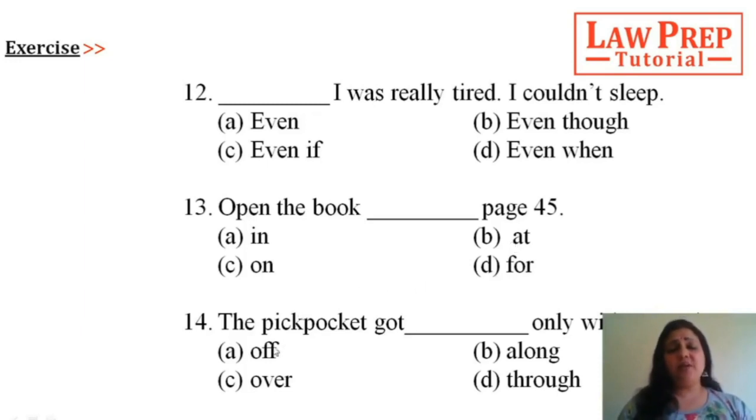Next question. The pickpocket got dash only with a warning. Now, the pickpocket is naturally a person who is stealing something, and this person should have been given a very strict punishment, but he got off. This is the use of a phrasal verb, and so got off means escaped. He got released. Very, very easy punishment was given to him, just a warning, and nothing much happened to him. So the answer, got off, that is escaped. Got over is overcome some kind of a problem, pass over through a phase or something.